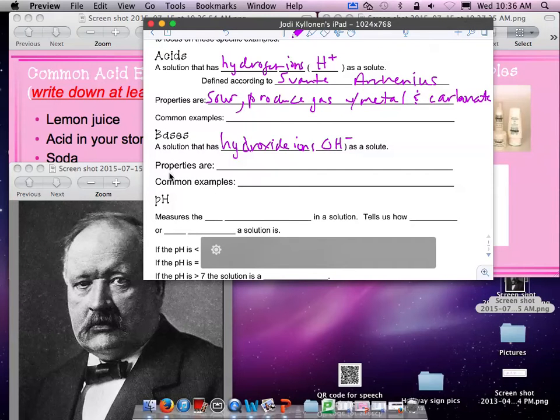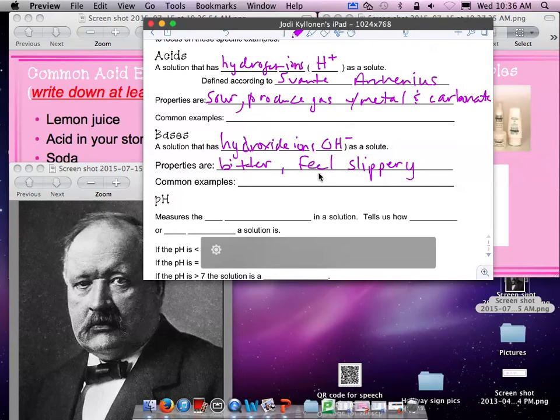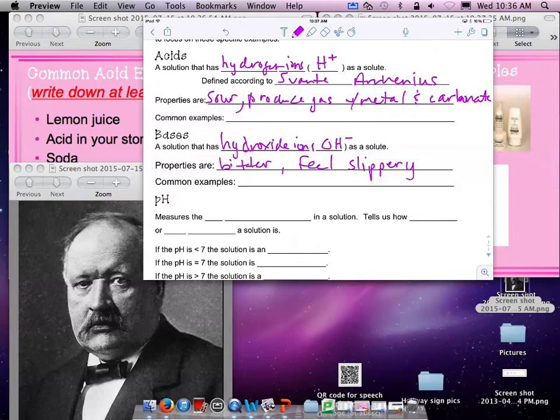So the properties for bases are going to be things like they taste bitter. So if you think about things that you might have gotten in your mouth that taste bitter, bitter is like that dry feeling on your tongue. And also they feel slippery. And one of the cool things about this, the reason they feel slippery is they're actually dissolving the cell casing on your skin cells, and then the stuff inside the cell oozes out. So that base dissolves that casing of your cell.